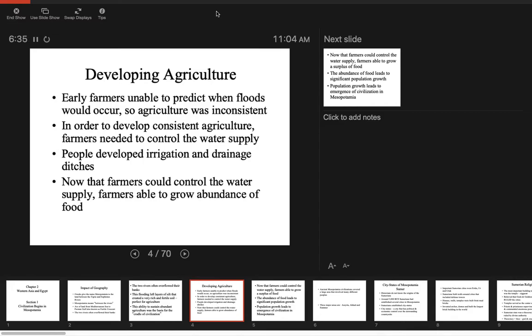They need to be able to control the water supply, so they will develop irrigation and draining ditches. And again, these are just ditches that they can dig with their hands. Now that farmers can control the water supply, we don't always have to depend on the flooding, and we can create these drainage ditches that will hold and store the water when it comes. Now we can grow abundant food and we can control. Again, the most important thing in this place, in the desert, is being able to control your environment, right?